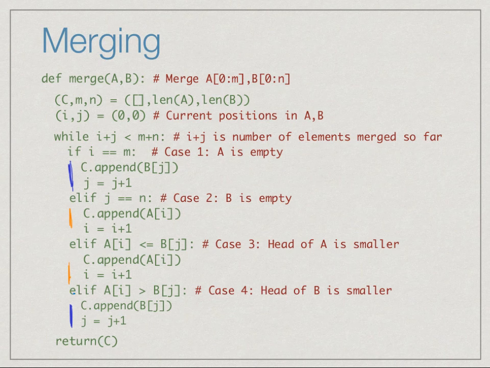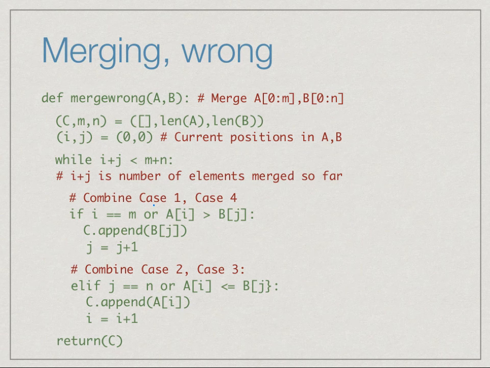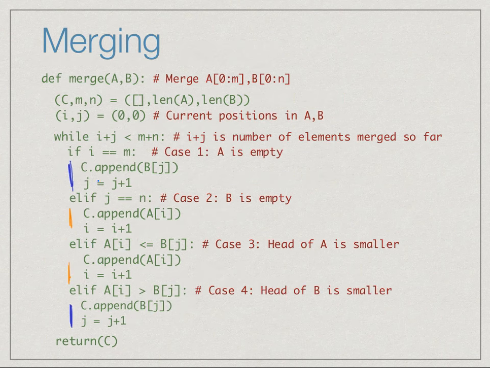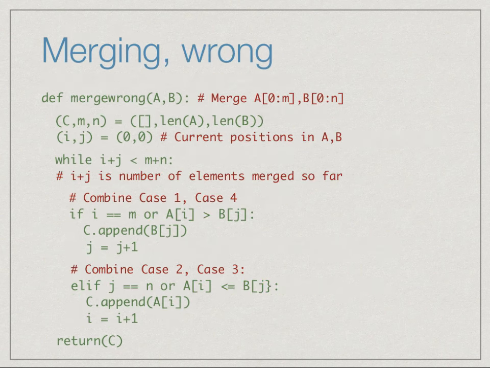So it is tempting to argue that we would have a more compact version of this algorithm if we combine these cases. We can combine case 1 and 4. Remember, 1 and 4 are the ones where we take the value from B. So we combine 1 and 4 and say either if A is empty or if B has the smaller value, then you take the value from B and append it to C and set j equal to j plus 1. On the other hand, either if B is empty or A has a smaller value, then you take the value from A, append it to C, and increment i.